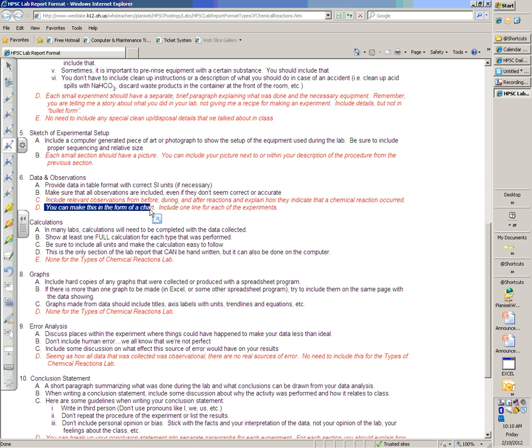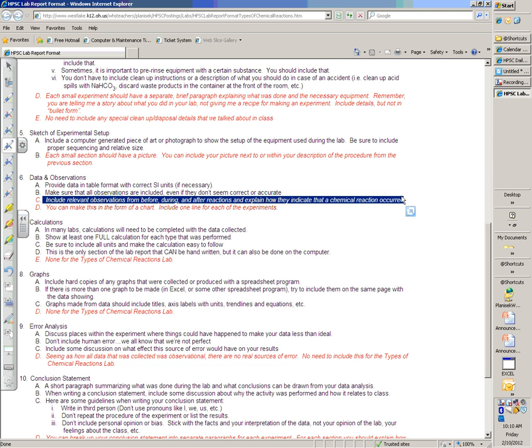Left-hand column, name of the lab that we did. Right-hand column, show me these things. Include observations from before, during, and after the reaction. And explain how they indicate that a chemical reaction occurred. So tell me what this stuff looked like before your experiment. Tell me what happened during your experiment. Tell me what you saw after the experiment. Does that make sense?